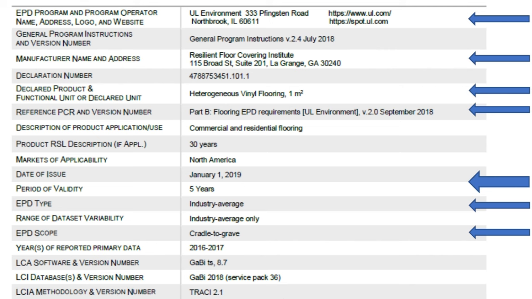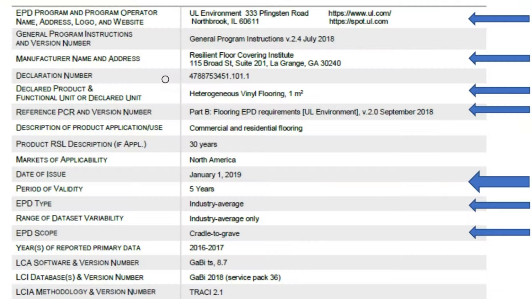The second line that I highlight there is the manufacturer name and address. This one happens to be the Resilient Floor Covering Institute, because environmental product declarations can be product specific, but they can also be industry averages, where an entire industry association, in this case the Resilient Floor Covering Institute, or RFCI, got together with their manufacturers and said, hey, let's do a life cycle assessment of what an average resilient floor is.